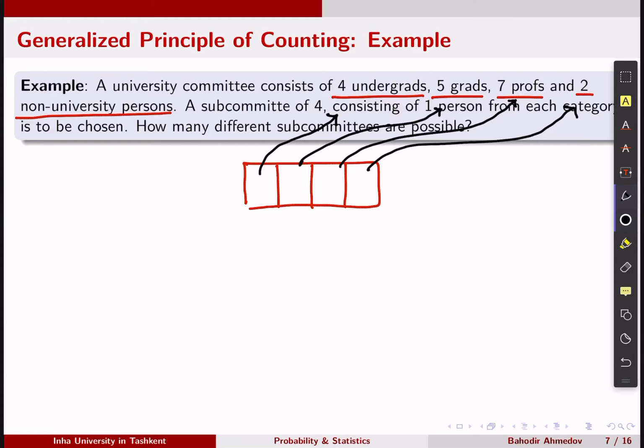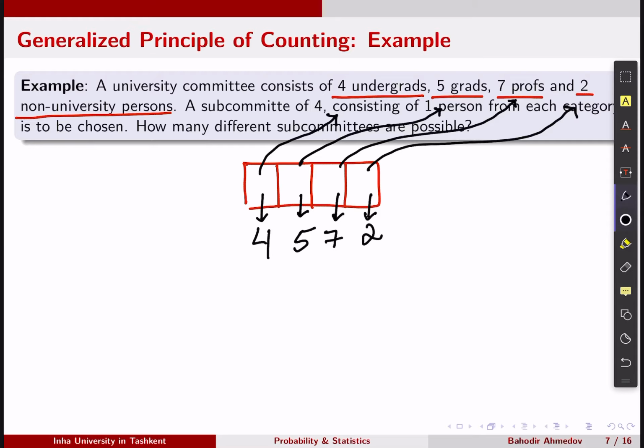So again, we are going to solve this problem using the generalized principle of counting. We just need to know how many different undergraduate students we can use. There are 4 different undergraduate students, right? How many different graduate students we can use? 5. How many different professors? 7. And how many different non-university persons we can use?